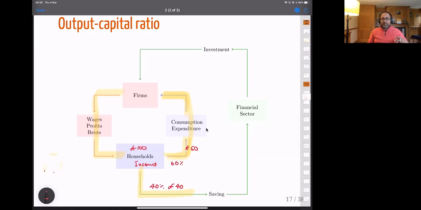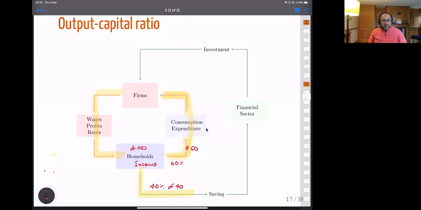So now, what that means is basically the firms are selling consumption goods to the households, but the households only buy 60 pounds worth, but the output the firms have produced is worth 100 pounds because that's become income, right? So we talked about last time how everything that's produced in the economy becomes somebody's income. So the output of the economy should be equal to the income in the economy. That's the simple national income accounting identity.